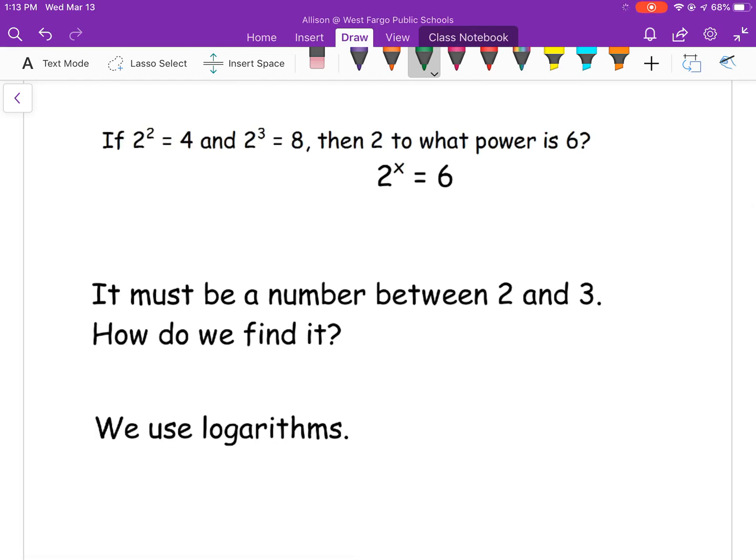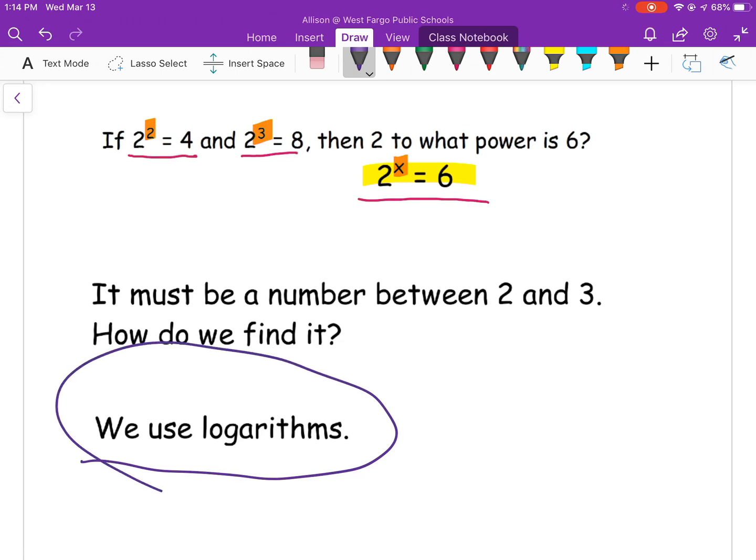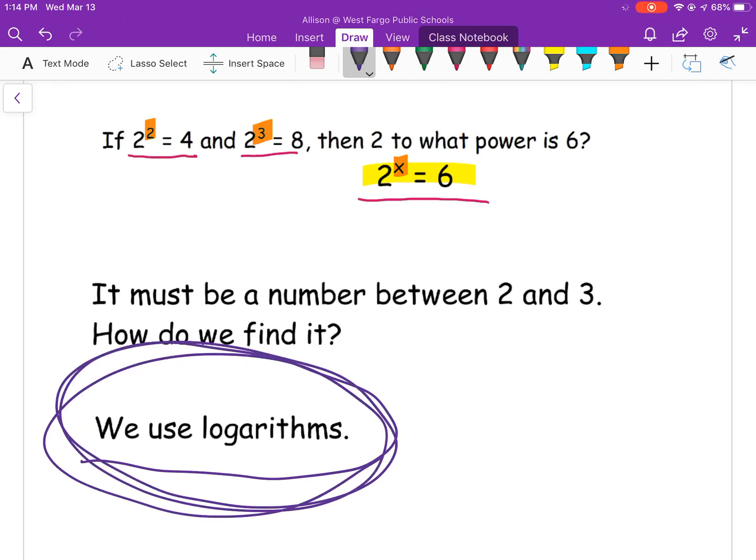And we need logs because we know 2 squared is 4, and we know 2 cubed is 8, but 2 to what power is 6? So we use logs to help us solve this type of problem. We know that it must be a number between 2 and 3, since 2 squared is 4 and 2 cubed is 8. If we're between 4 and 8, then 2 to some power has to be between 2 and 3. But how do we find it? To answer that, we use logarithms.